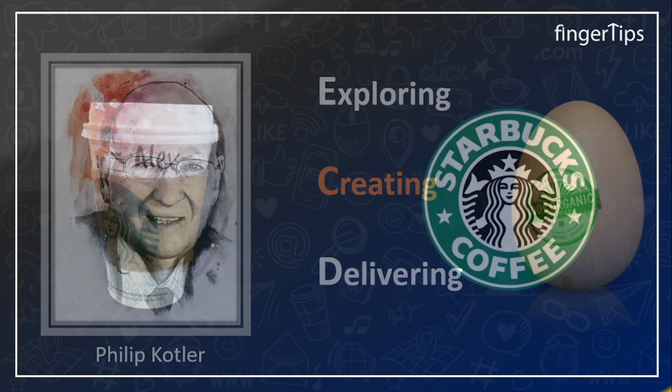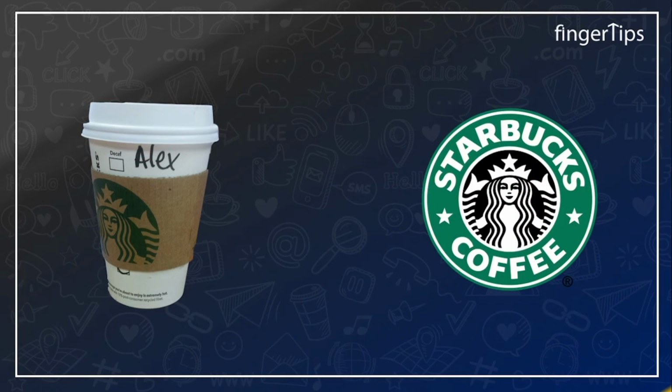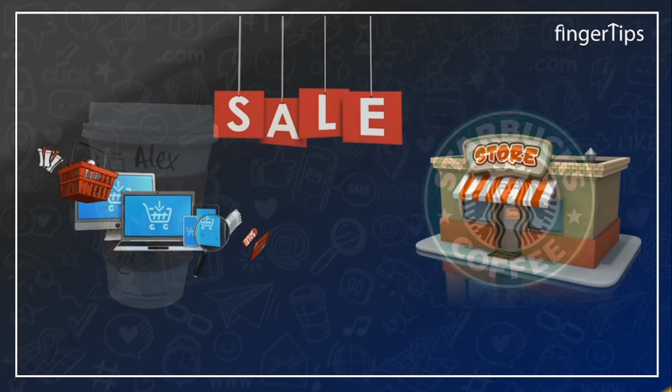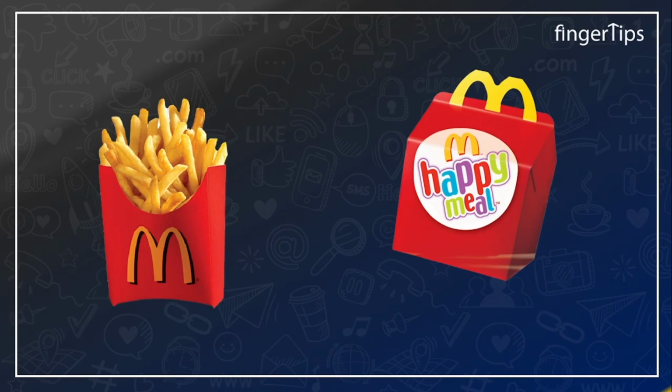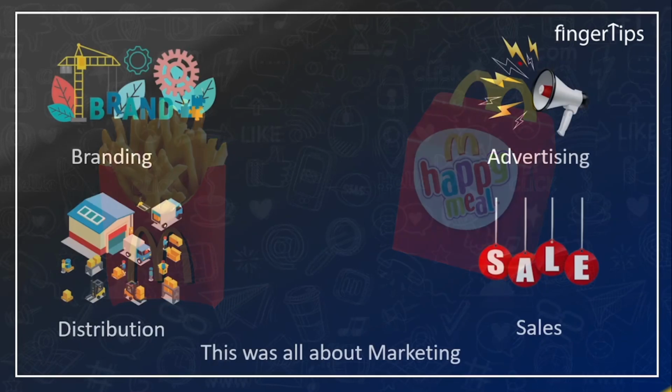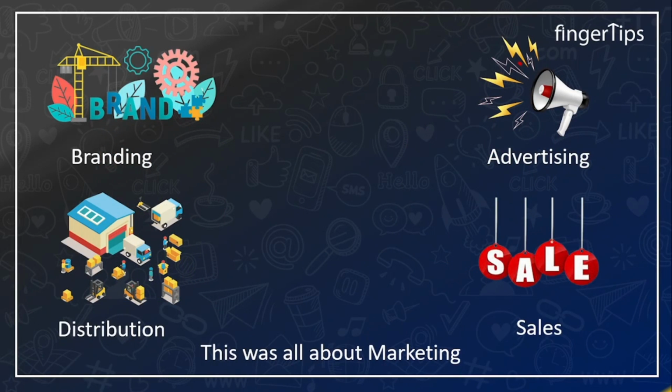For example, Starbucks uses the tactic of writing the consumer's name on the coffee. That is marketing. Your favorite local shop organizing the sale and giving discounts. That is marketing. McDonald's giving free toys along with the Happy Meal that you buy. That is also marketing. See, marketing is always around you. However, this process doesn't end here. It involves a wide range of aspects like branding, advertising, promoting, distribution, and even sales.